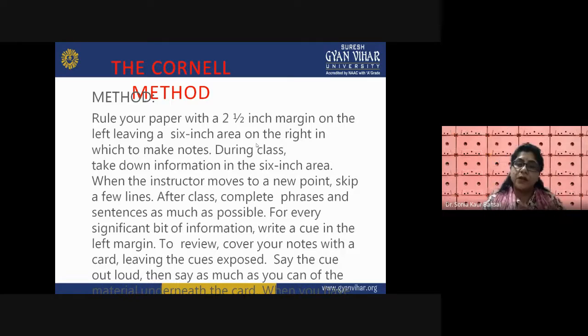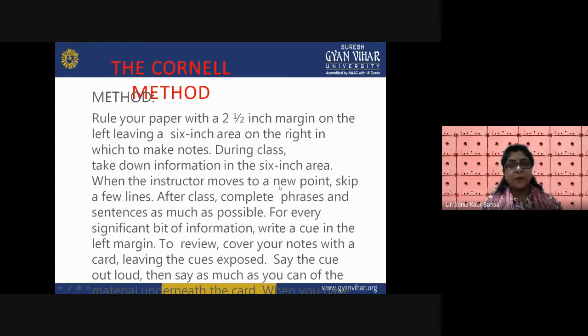So this is the Cornell method, and the Cornell method tells you to divide the page into a left side of 2.5 inch and a right side of around 6 inch. During the class, note down important information in the 6 inch area, and skip some lines, so that if anything important is going on in the class, you think, this is very, very important for me, and now I will write it down later on. So students, just remember that when you are taking down notes of everything, you are actually preparing beautiful notes for your presentation.